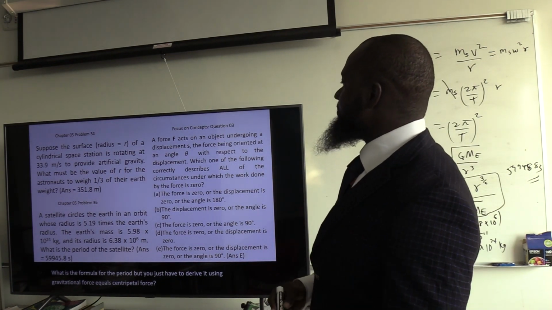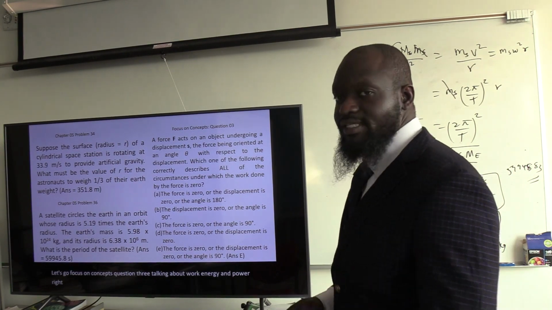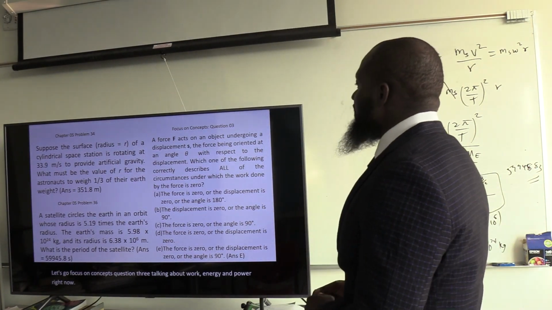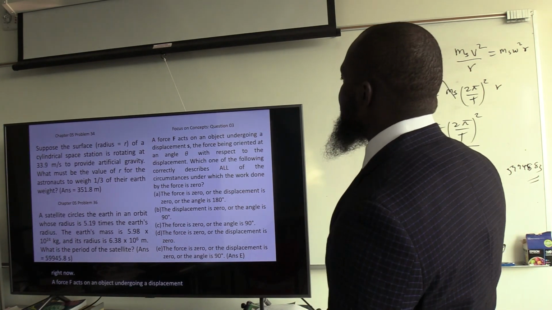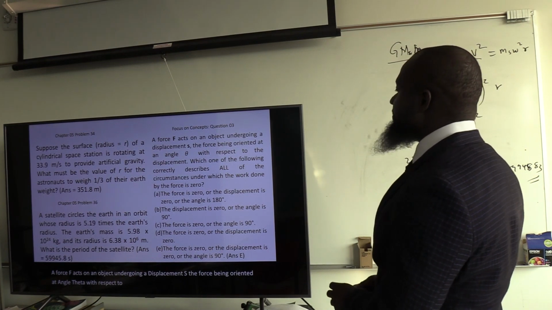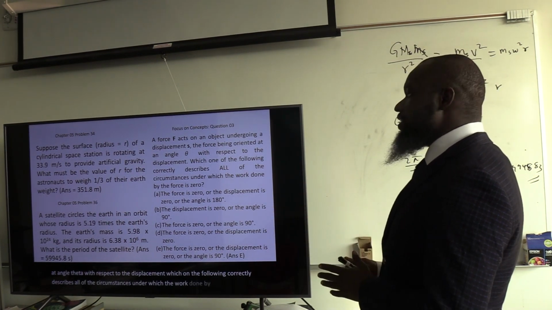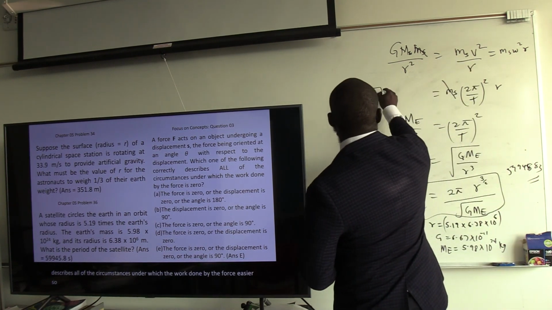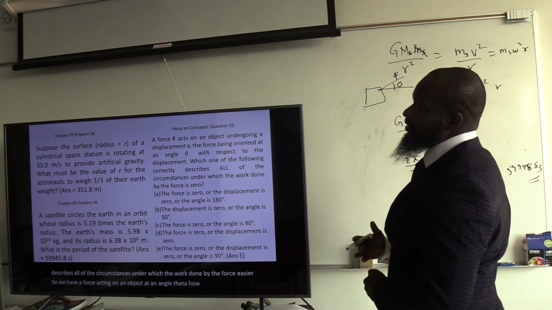Let's focus on concept question 03. We're talking about work, energy, and power right now. So it says a force F acts on an object undergoing a displacement S. The force being oriented at an angle theta with respect to the displacement. Which one of the following correctly describes all of the circumstances under which the work done by the force is zero? So we have a force acting on an object at an angle theta. How can this force do no work?